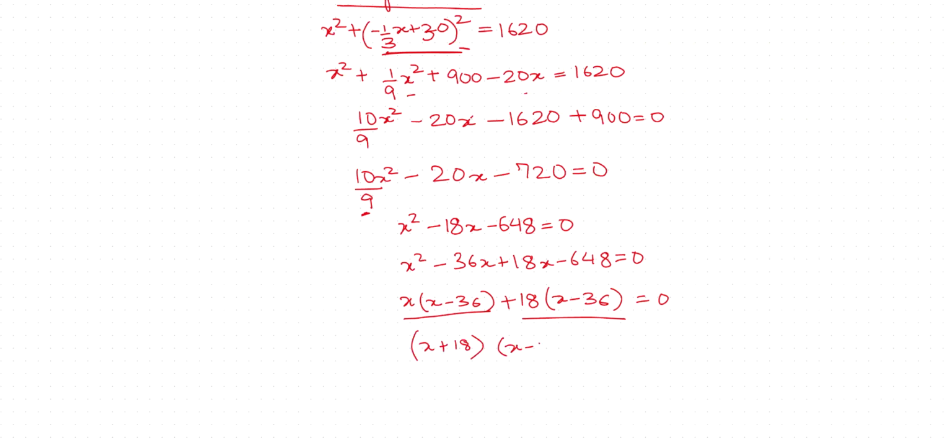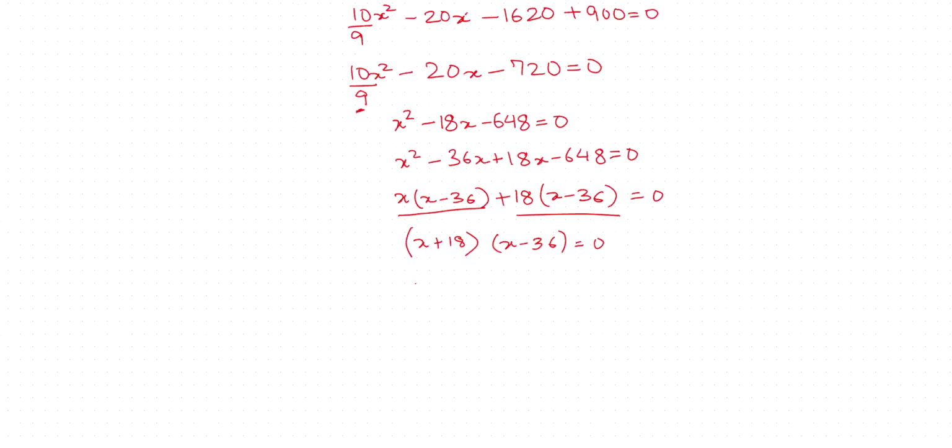And we know this is the zero product property. Either of the factors can make this 0. So x is equal to negative 18 and x is equal to 36. Now we can substitute both of these in the highway equation. The highway equation was y equals 1 minus 3x plus 30.